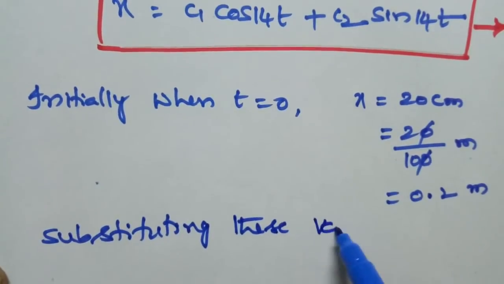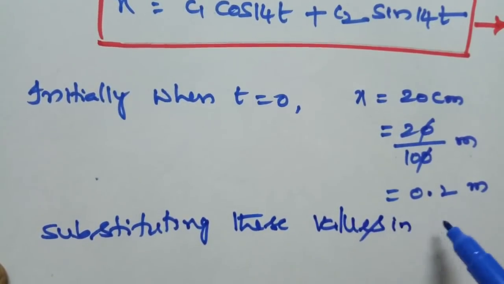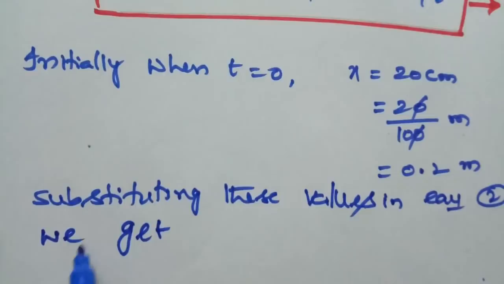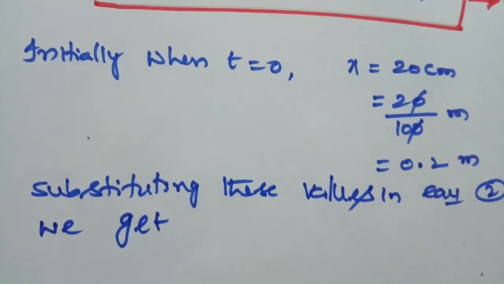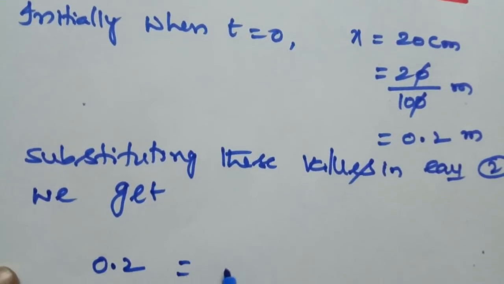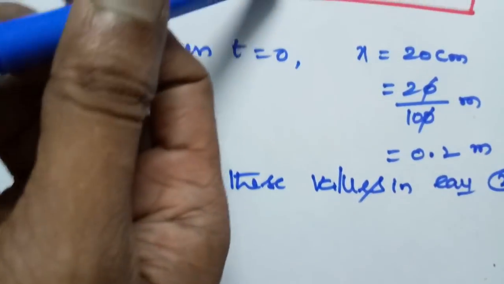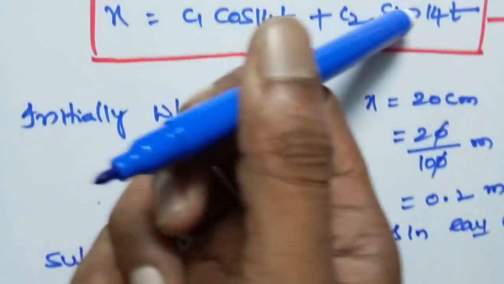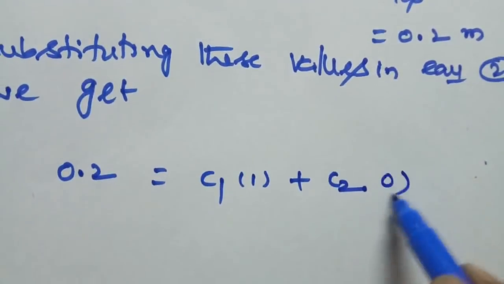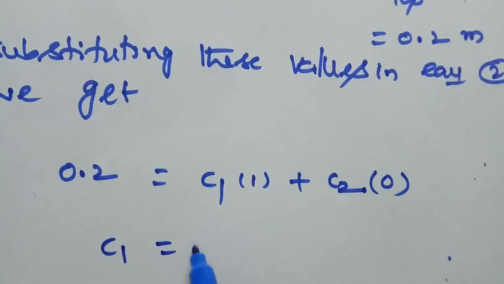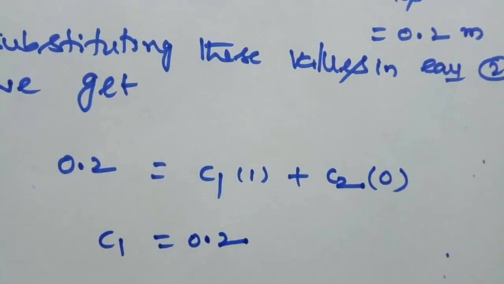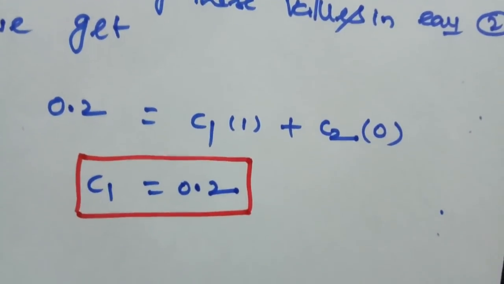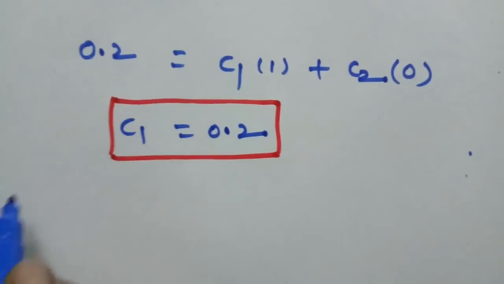Substituting these values in equation 2, we get x is equal to 0.2 equal to c1 cos 14 into 0, cos 0 is 1, plus c2 into sin 14 into 0, sin 0 is 0. Therefore, c1 is equal to 0.2. Therefore, substituting c1 in equation 2.